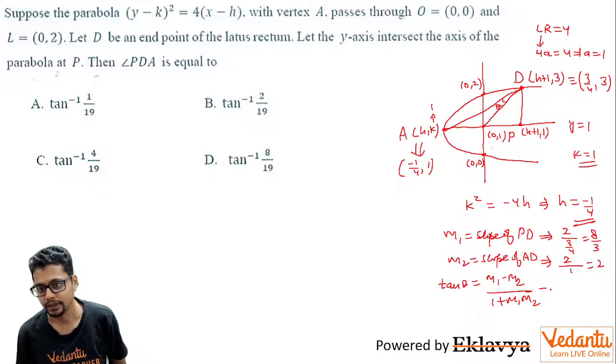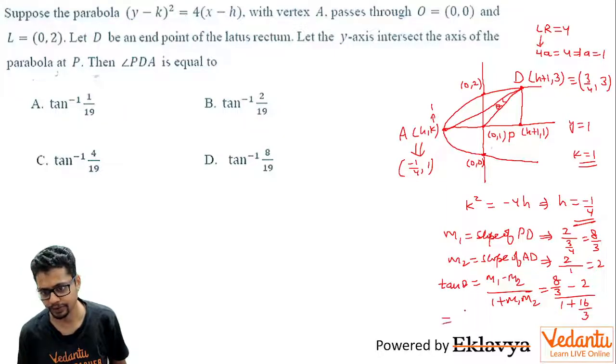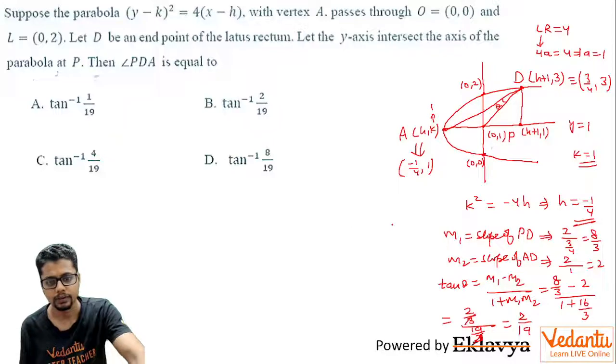Yeah. So here what you have is (8/3 − 2) divided by (1 + 16/3). So you have (2/3) by (19/3). So what you have is essentially 2/19. This 3 will cancel out and you get 2/19. So tan theta is 2/19, theta is tan inverse 2/19. B is supposed to be the answer. Thanks for listening.